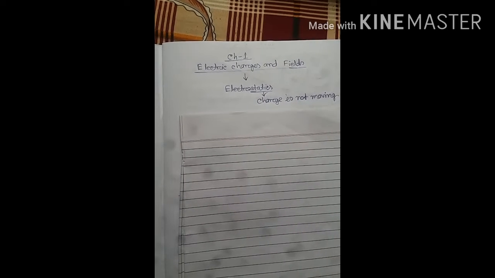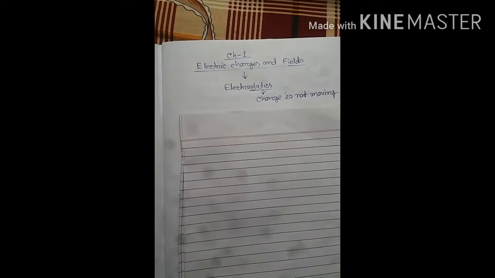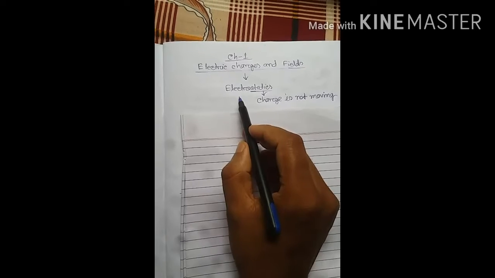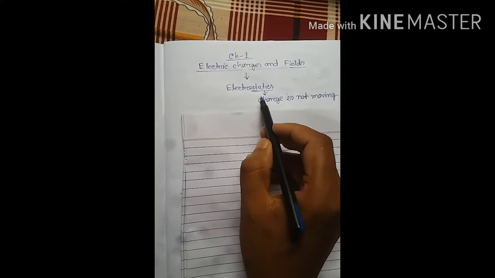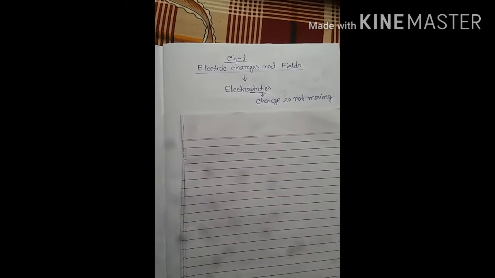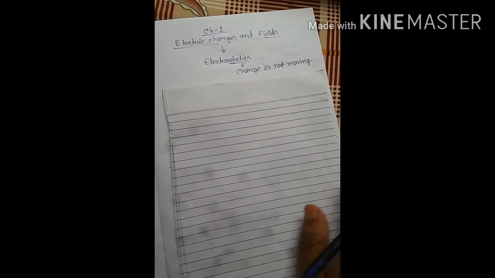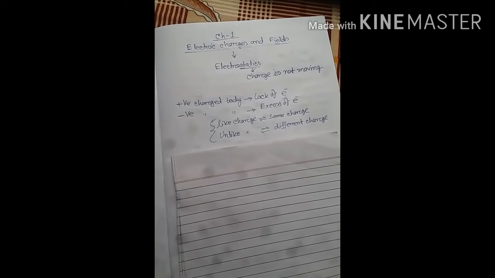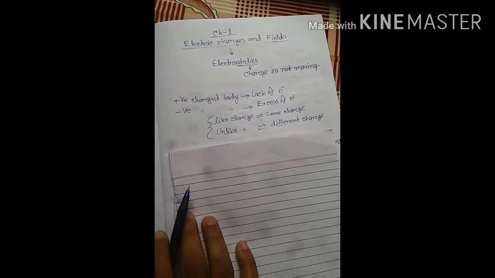In current electricity, there is a current because there is a flow of electrons, but here the charge is not moving, so this type of charge will not produce an electric current. All of us know that there are two types of charges.